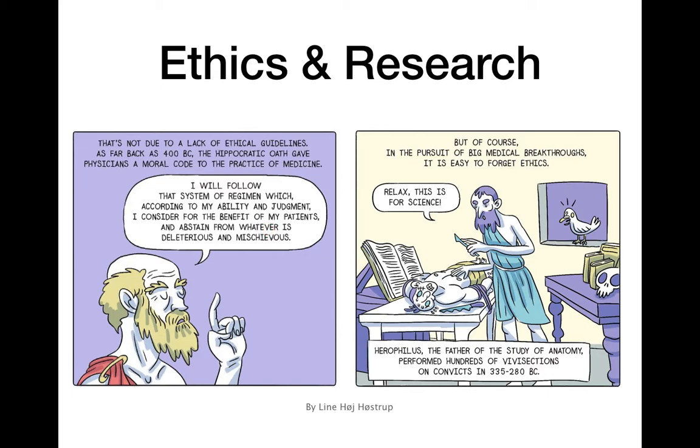But when people were pursuing medical breakthroughs, scientific breakthroughs, looking to learn things, they often forgot about this idea, especially if the people that they were working on or using as subjects they thought were lesser people for some reason. For example, this famous guy, Herophilus, was the father of anatomy. He did lots of vivisections, but he did them on convicts. And because they were convicts, therefore it was thought to be more okay, which is, of course, absurd. But they would do vivisections to try and learn about how the human body worked.